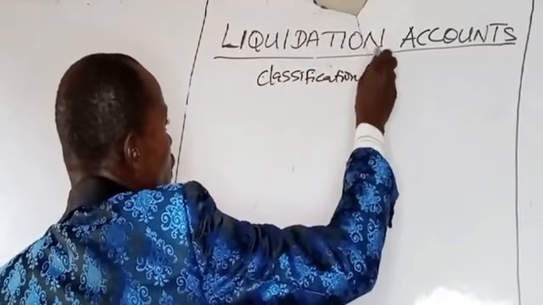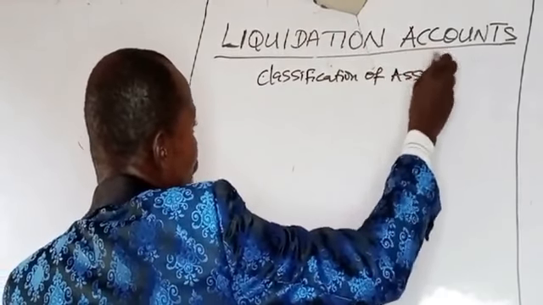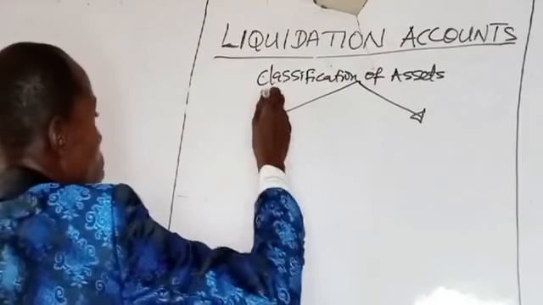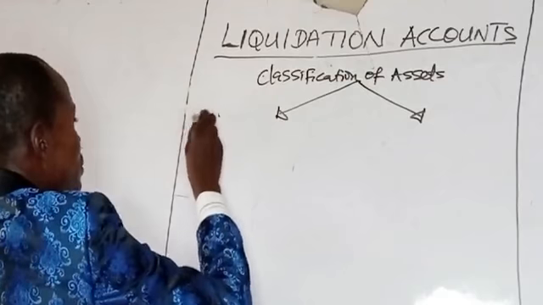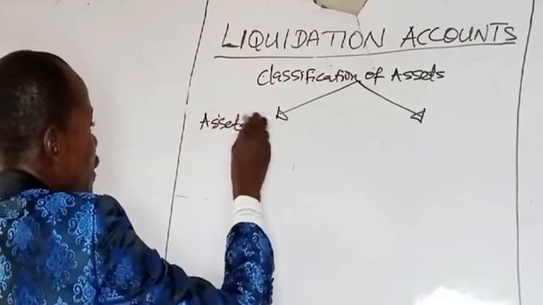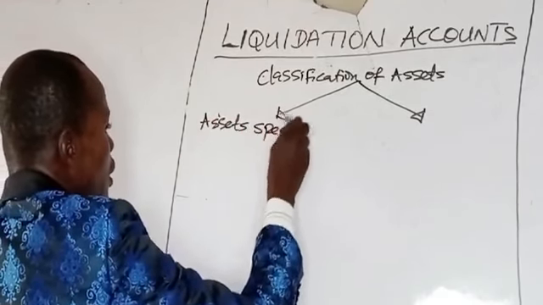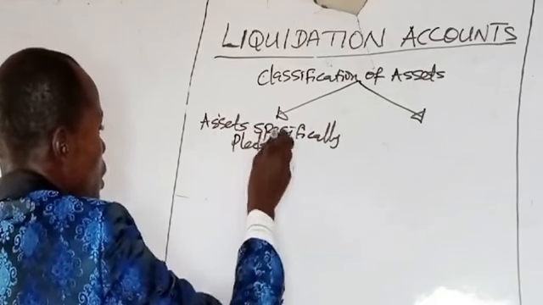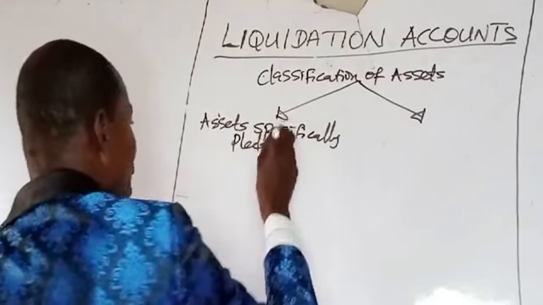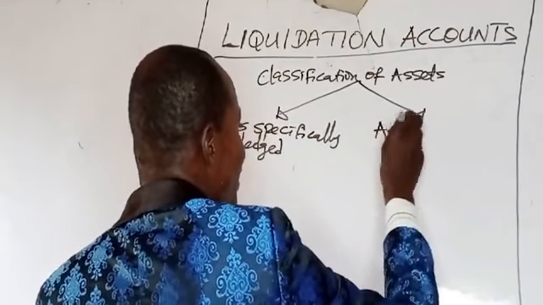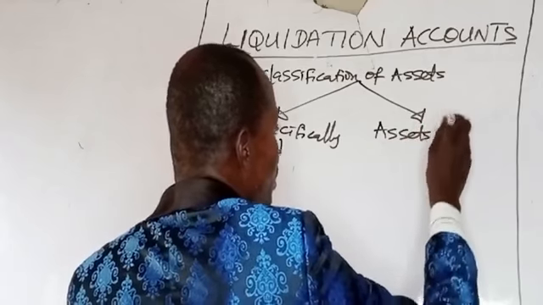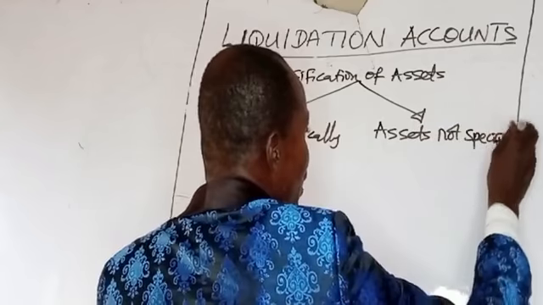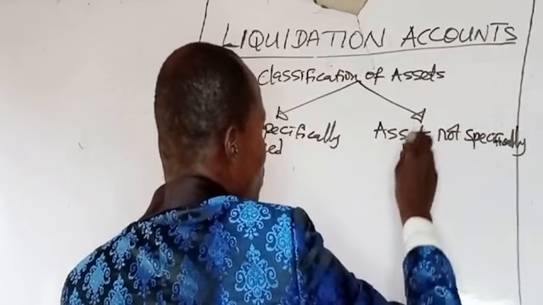Classification of assets. Assets shall be classified into 2. Number 1, we have assets specifically pledged, and assets not specifically pledged.